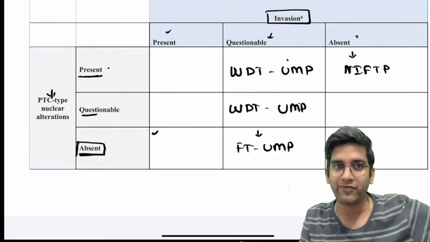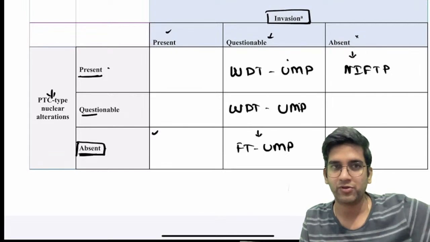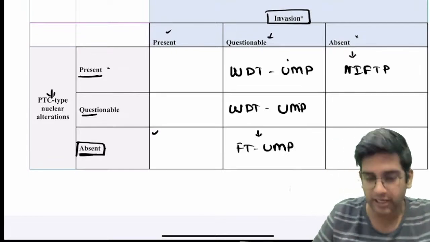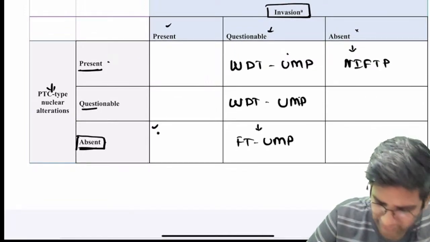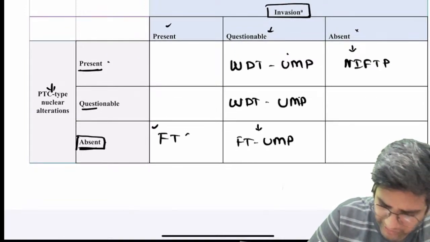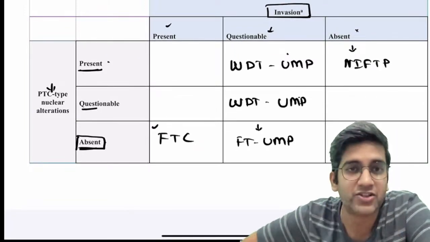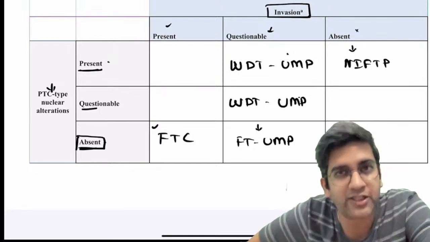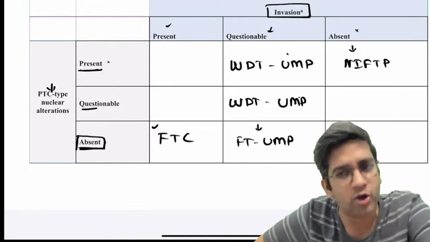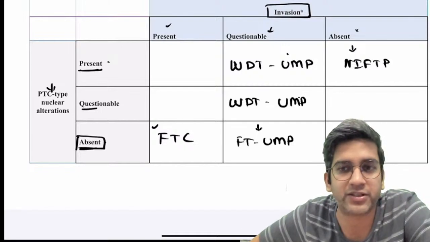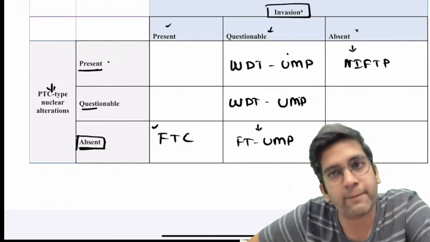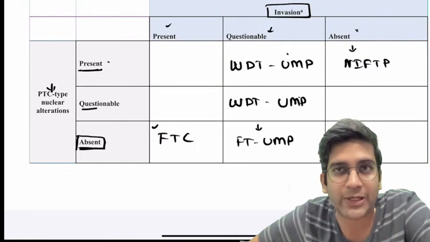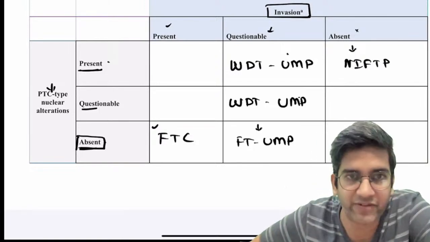And there are no nuclear features of PTC, which makes our life much easier. Perfect. That is follicular thyroid carcinoma. That's all, right? If invasion is present, it has to be FTC, follicular thyroid carcinoma. It can be nothing else. Okay, minimally invasive. Mirabai, it's minimally invasive, not micro-invasive. Fine. Minimally invasive FTC is the right answer.